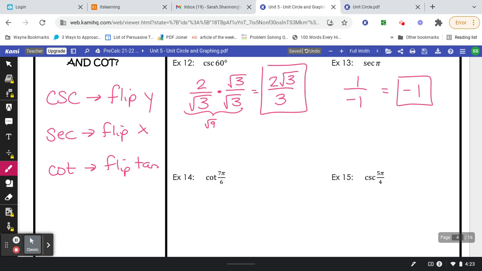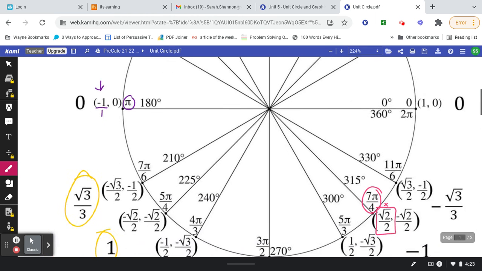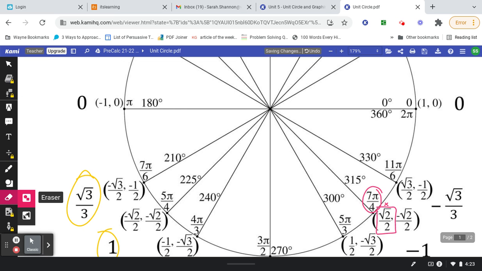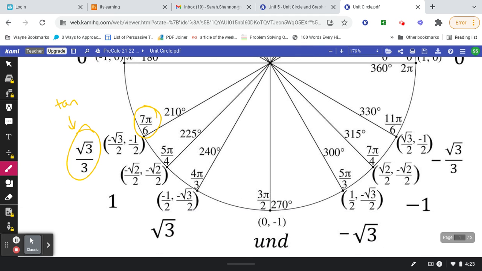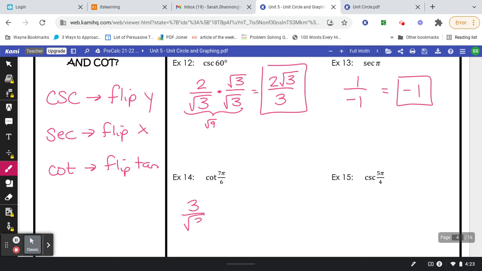Example 14, cotangent of 7 pi/6. All right. Let's find 7 pi/6 here. 7 pi over 6 right there. That means that value is the tangent. We want cotangent, so we need to flip it. 3 over square root of 3. Again, that's not an okay answer. We'll need to multiply by the radical over itself. To get 3 radical 3 over, and again, 3 times 3, that makes the 9. Square root that to make 3. And look, you can see that those 3's cancel out, leaving you just an answer of square root of 3.